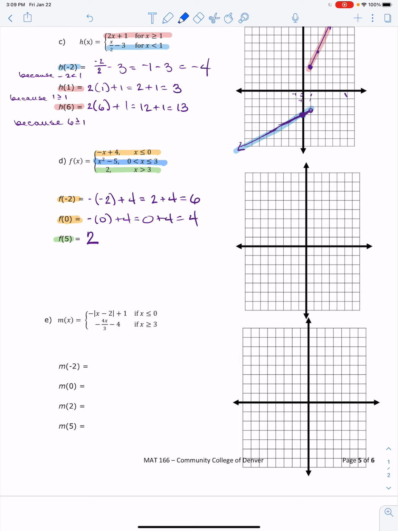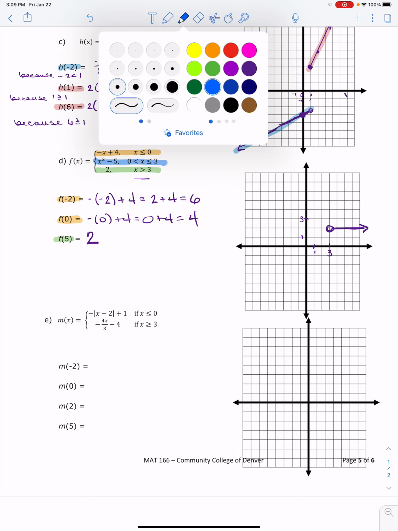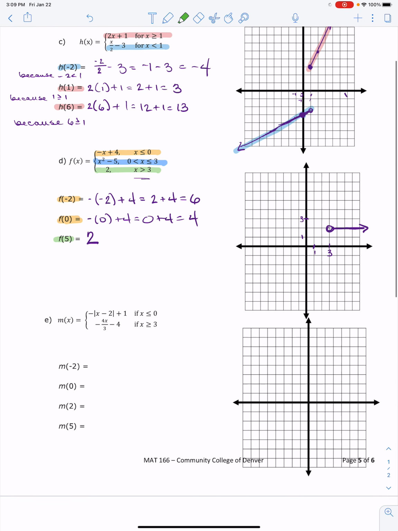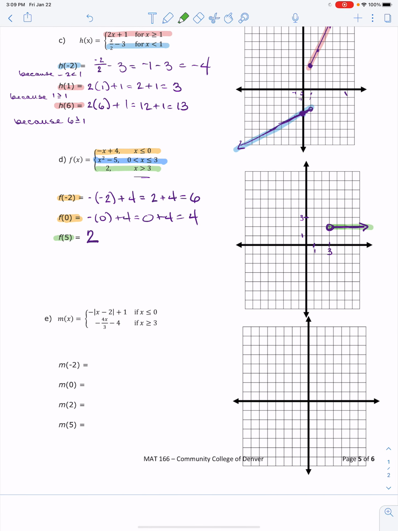That looks like the easiest place to start. So I'm going to count 1, 2, 3's right here. So for x greater than 3, the value is 2. So at 3, I've got an open circle at 2. Anything greater than 3 is going to satisfy that. That is part of the green function right there.